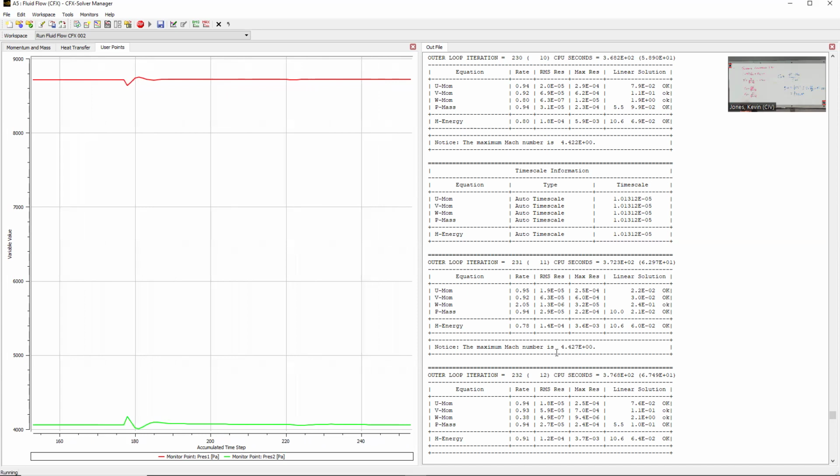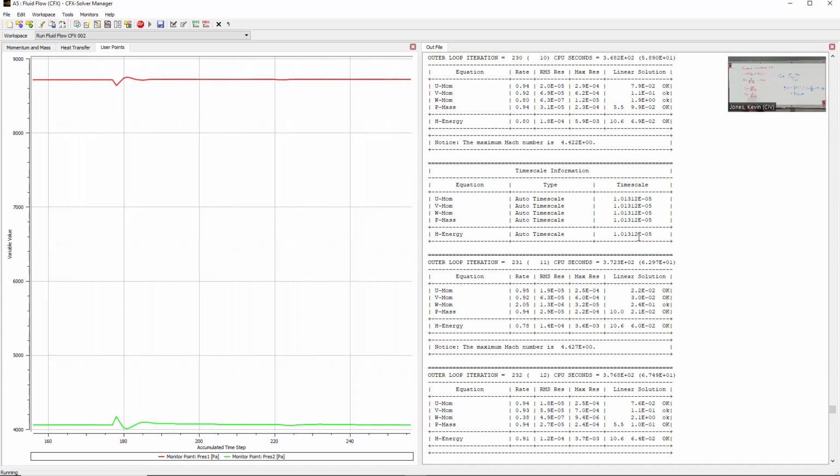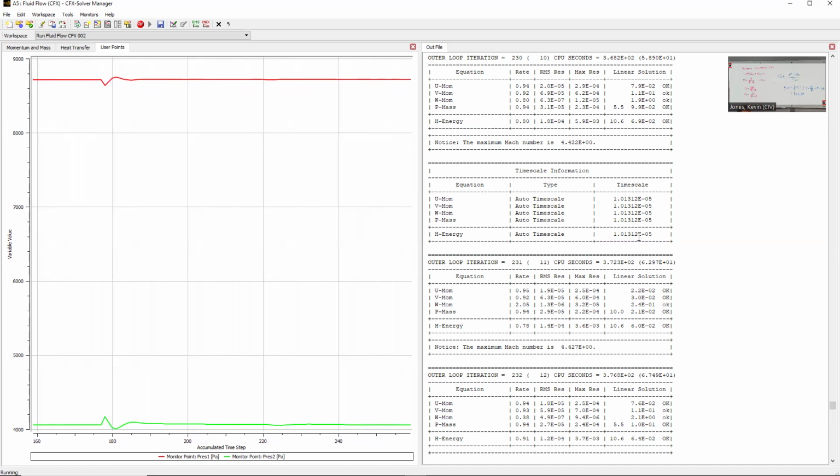It's a good idea if you see that happening to hit stop, because then you can actually look at the results and you can probably figure out where it's going bad. Once it crashes, you don't get results. And so then you have to rerun and stop it. Right.